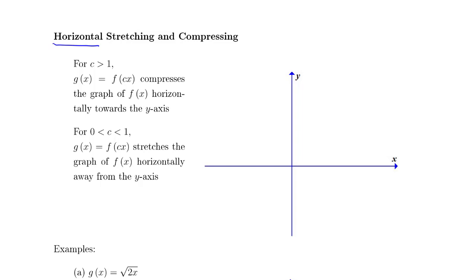So, if we multiply the x inside by a constant that's bigger than 1, we're going to compress the graph of f of x horizontally towards the y-axis this time. If it's between 0 and 1, and we multiply the x, it's going to stretch it away from the y-axis.